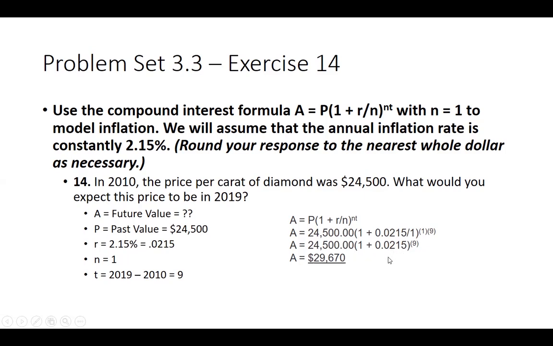Add 1 to that. We get 1.0215. Keep that in the calculator and raise it to the 9th power. Keep that in the calculator and multiply by 24,500. And you get $29,670 when we round to the nearest whole dollar.